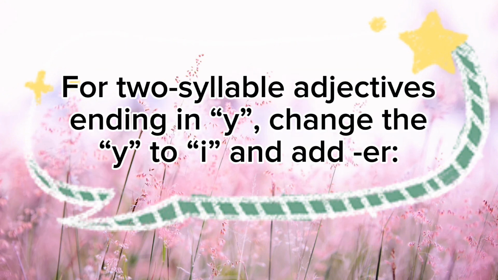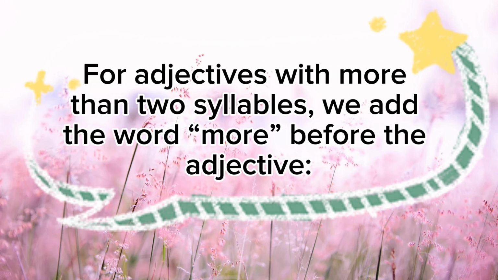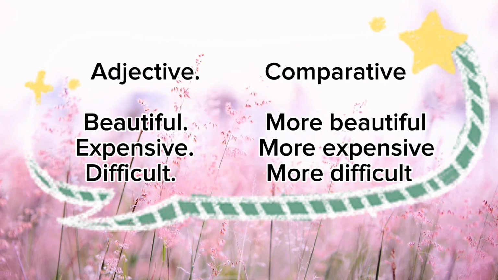For two-syllable adjectives ending in y, change the y to i and add "er." Adjective, comparative: happy, happier; busy, busier; funny, funnier. For adjectives with more than two syllables, we add the word more before the adjective. Adjective, comparative: beautiful, more beautiful; expensive, more expensive; difficult, more difficult.